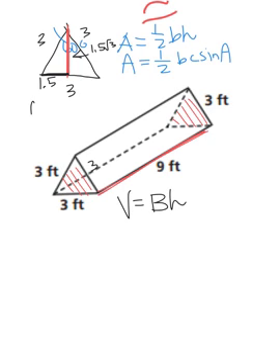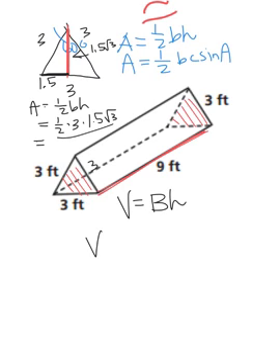So the area of the triangle is 1/2 base times height. Area of the triangle is 1/2 the base, which is 3, times the height, which is 1.5 root 3. So this is going to be 2.25 root 3 when it's done. So the volume equals 2.25 root 3 times the height, which is 9.